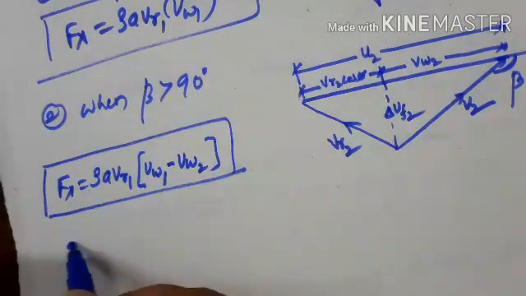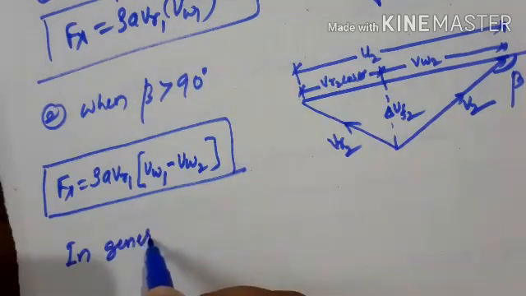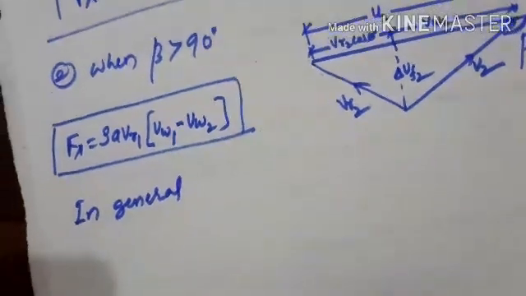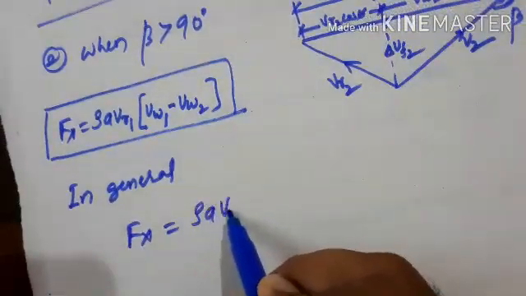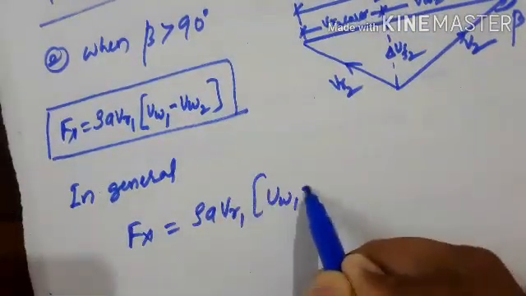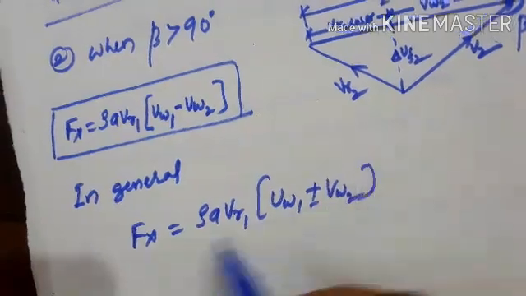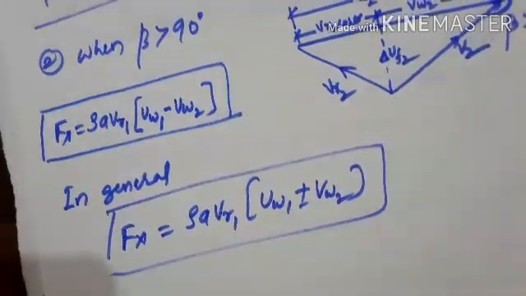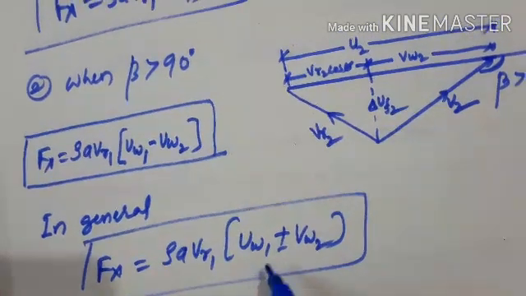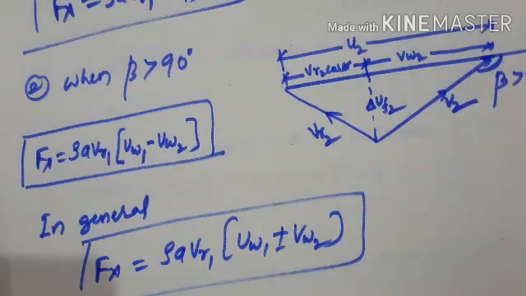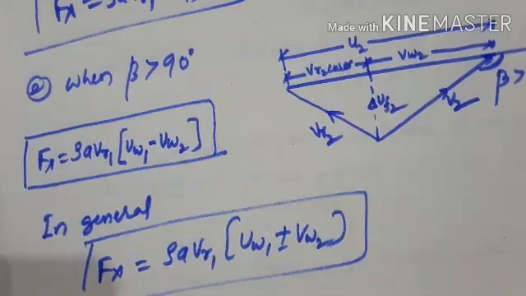So in general we can write Fx equal to rho A VR1 (VW1 plus or minus VW2). This is the general equation. So depending on the value of beta, that is the angle made by V2 at outlet, you can write plus or minus, or some term gets vanished, that depends. Okay, so this is the final equation, that is the force in x direction.